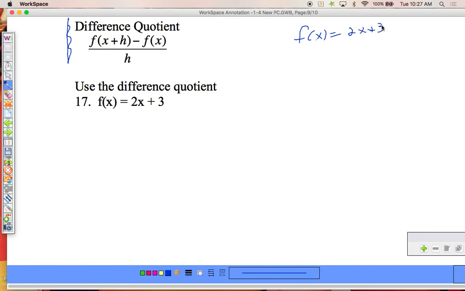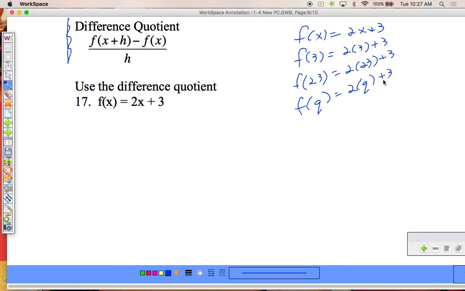All right, we're going to start with the same function just to get an idea across. If I wanted f of 3, hopefully we all know, plug in 3. If I want f of 7 or 23, I'm going to put in 23. If I want f of q, I'm going to put in q. If I want f of a smiley face, I'm going to plug in a smiley face. It doesn't matter what's in there.